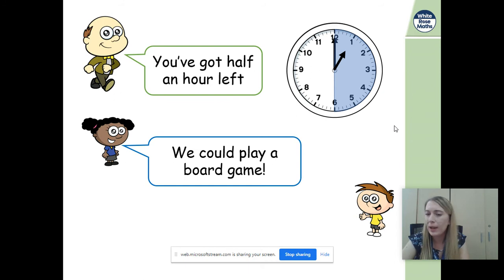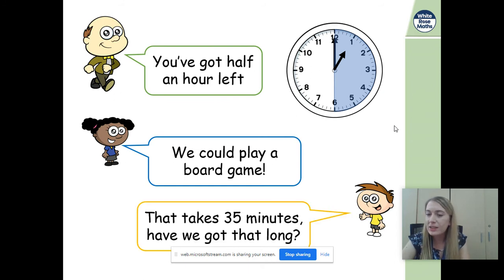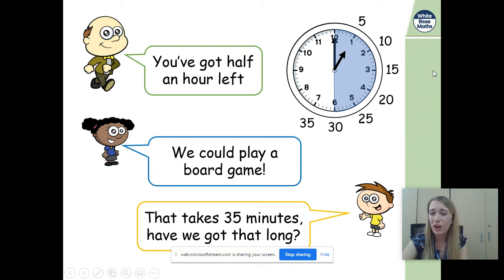What about this one? We could play a board game. That takes 35 minutes. Have we got that long? So let's count. Where will we end up if we get to 35? Can you count in fives with me? 5, 10, 15, 20, 25, 30. Oh, 35. It was close, but we don't have enough time.